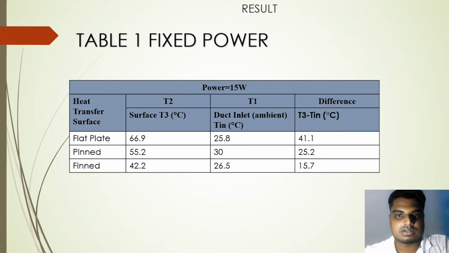Now T1 at duct inlet is 25.8 degrees Celsius, 30 degrees Celsius, and 26.5 degrees Celsius. So the temperature difference for plate surface is 41.1 degrees Celsius, pin is 25.2 degrees Celsius, and fin is 15.7 degrees Celsius.